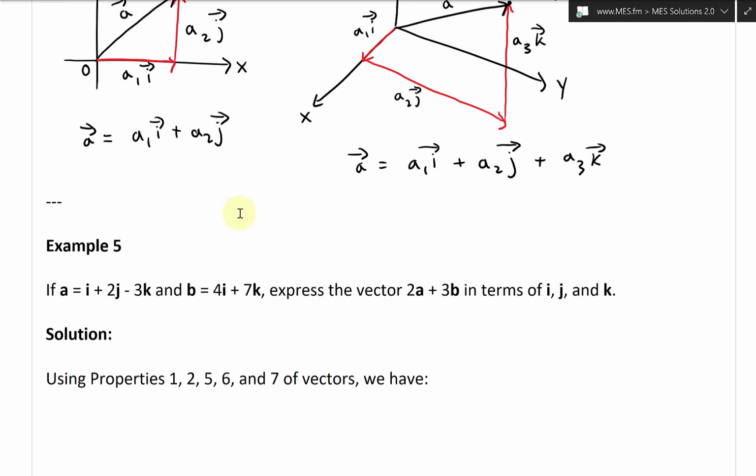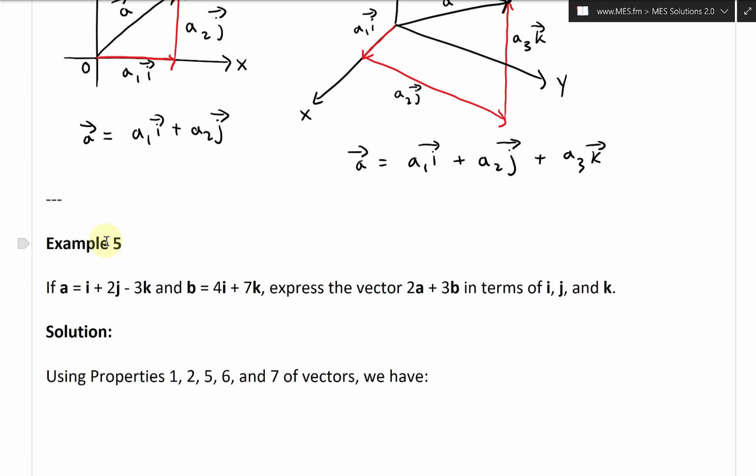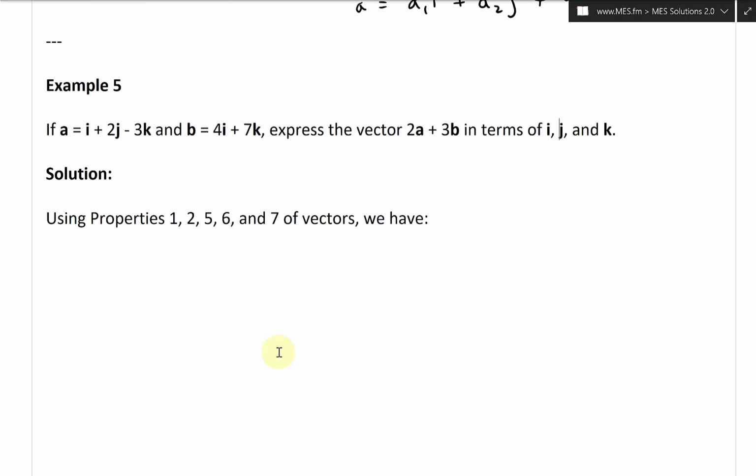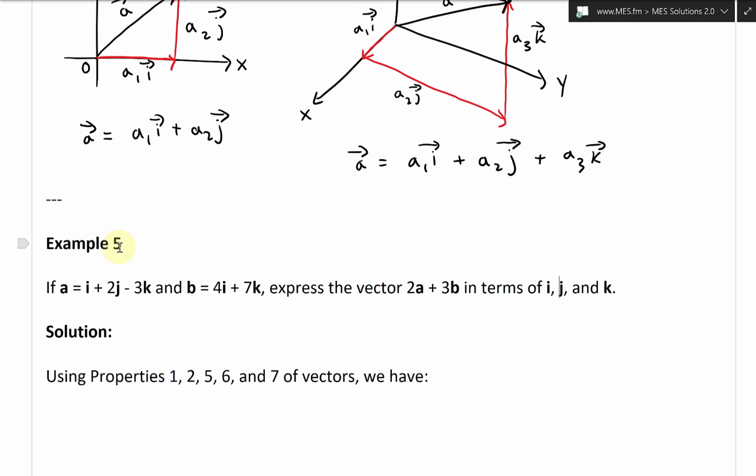Alright, so now that we have this, let's continue further and look at example 5. If the vector a equals i plus 2j minus 3k, and the vector b equals 4i plus 7k, then we're asked to express the vector 2a plus 3b in terms of i, j, and k. Alright, now let's take a look at the solution.